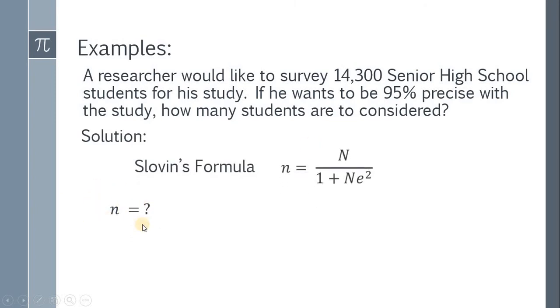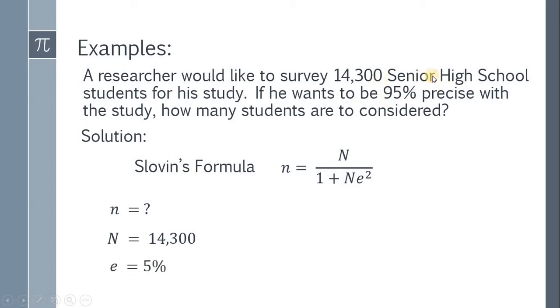Now, yung sample size is nawawala. Yan nga yung hahanapin natin. Yung population size, capital N, is 14,300. Ayun siya sa given. Now, ano yung ating margin of error? Ang ibinigay dito, 95% precise. 95% na sigurado. So, ilang percent na lang yung chance na magkakamali? Iyon ay, very good, 5%.